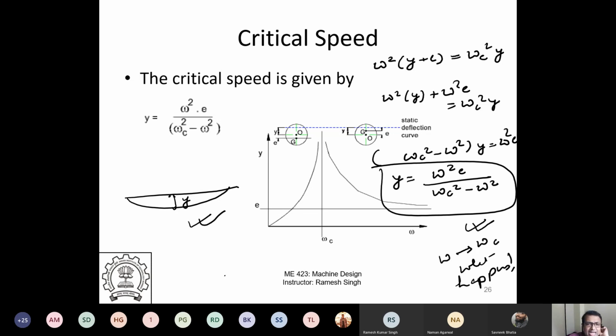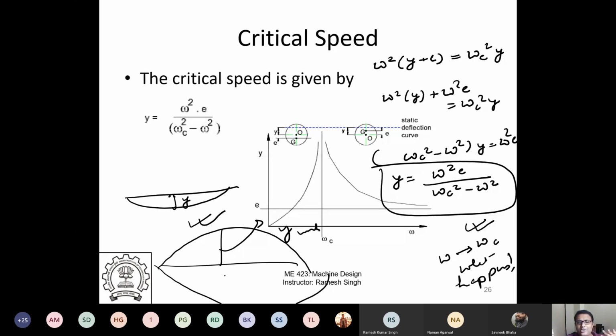So basically it means that your thing will start to sway like this. It will be almost like a rope, right? The shaft will start to whirl, so y will be very, very large. You can see if you plot this, at omega equal to omega c, it will become infinite, right?